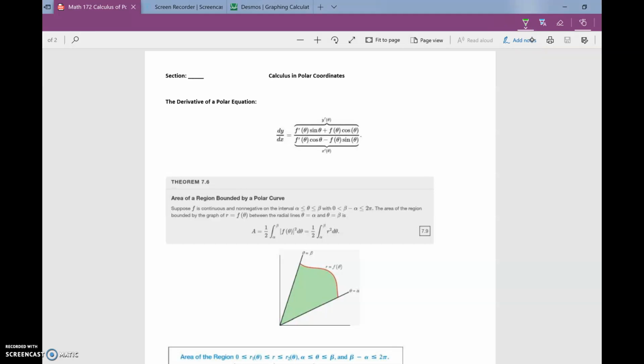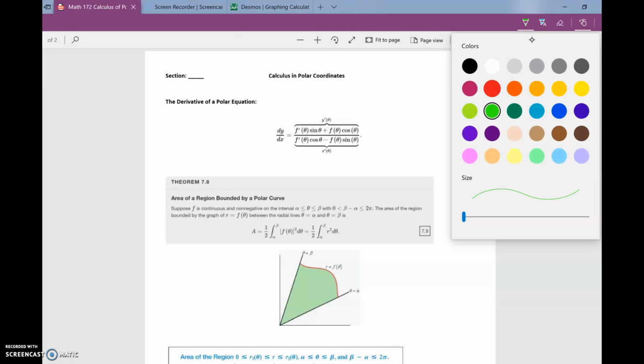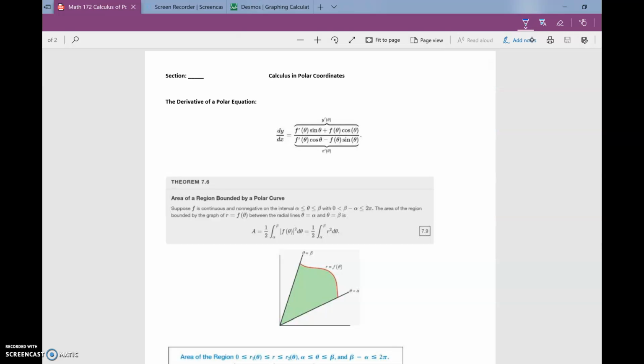Hi class, we need to take a look at a couple of formulas as we evaluate polar equations. And here's the main idea and the main objectives. So we're going to take a look at a couple of graphs in polar.